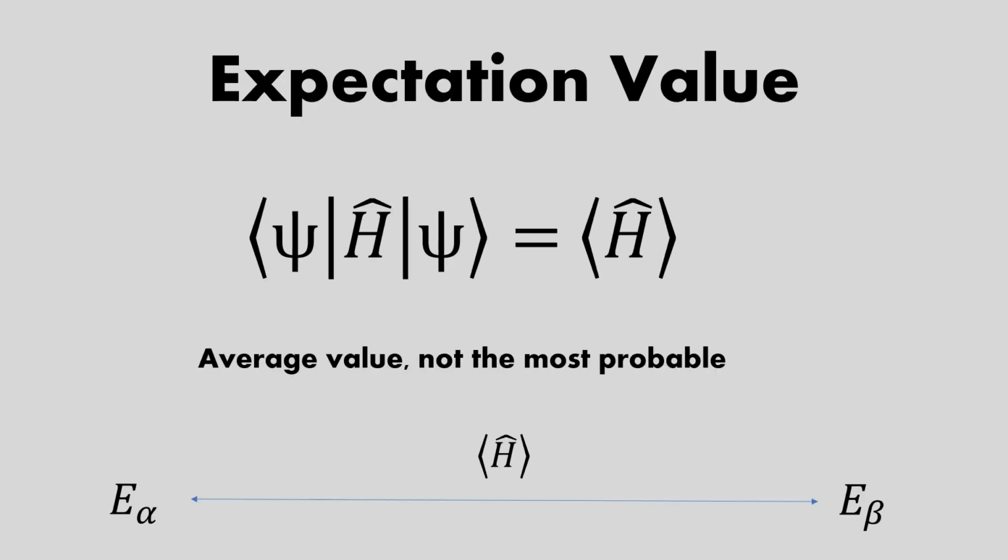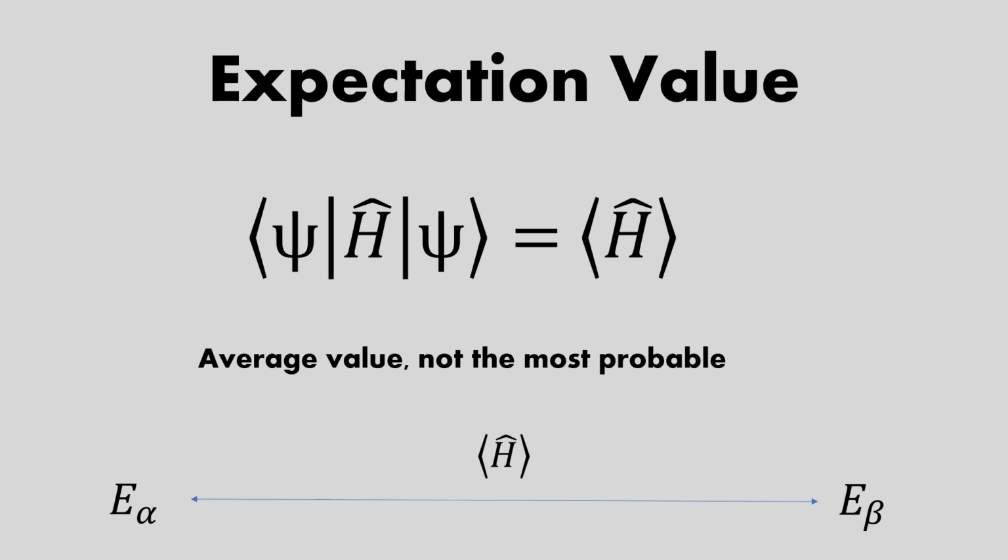Now be careful, the expectation value doesn't actually say what is the most probable energy. I know that every single time I perform this measure, the result is going to be E alpha or E beta. And the expectation value of the Hamiltonian is just going to be something between these two values. It's just the average over an infinite number of measures.